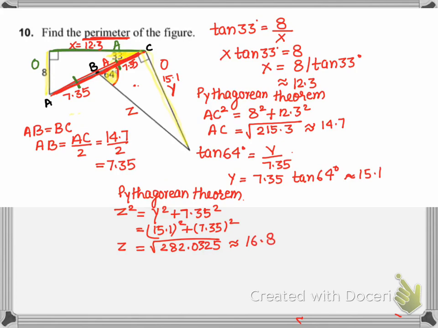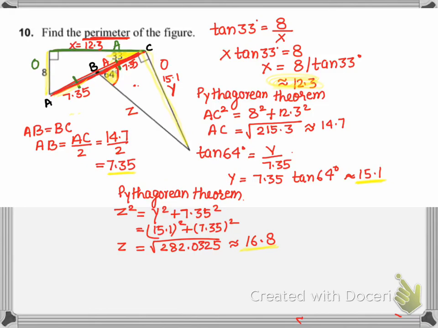So now you have everything which you require. We needed this thing for our perimeter, 12.3. Then we needed this one. Then we needed y's calculation here. Then we needed z's calculation here. Everything is with us now, and we're going to do the perimeter.